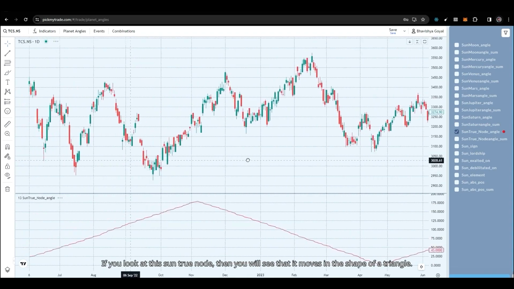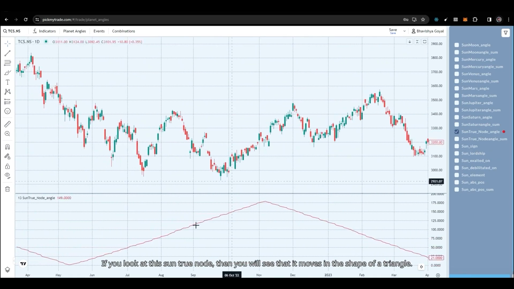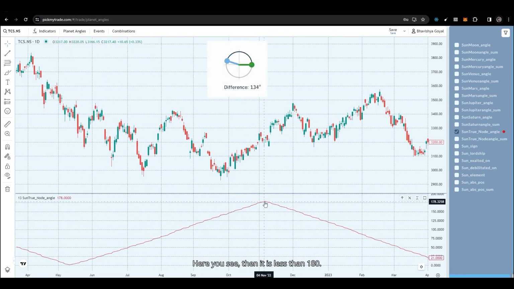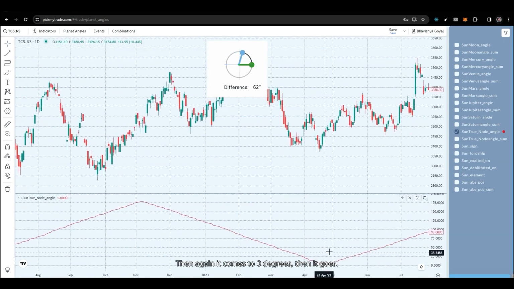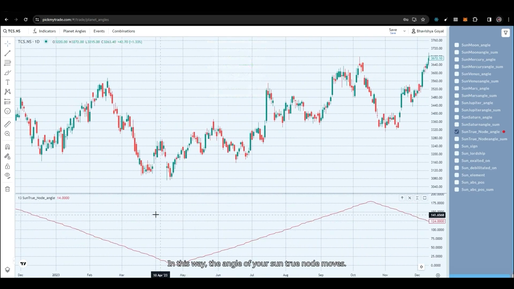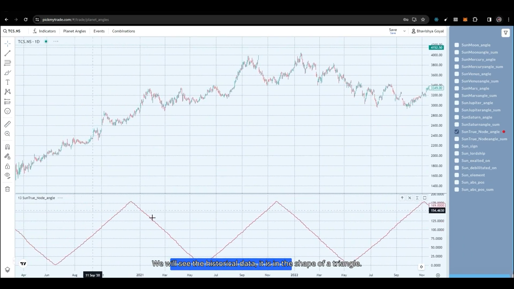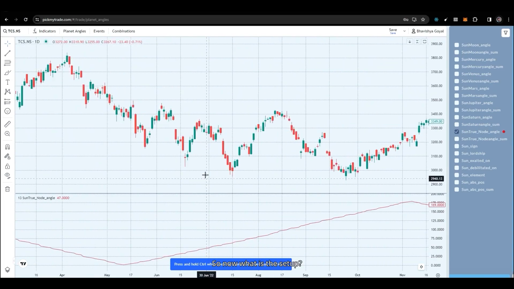If you look at this sun true node, you will see that it moves in the shape of a triangle. In the shape of a triangle, first it is 0 degrees, then it goes up to 180. Here you see, then it is less than 180. Then again it comes to 0 degrees, then it goes. In this way, the angle of your sun true node moves. We will see the historical data, it is in the shape of a triangle. So now what is the setup?